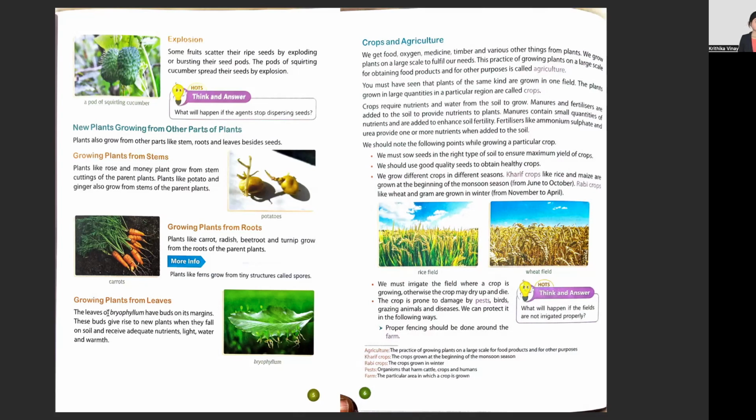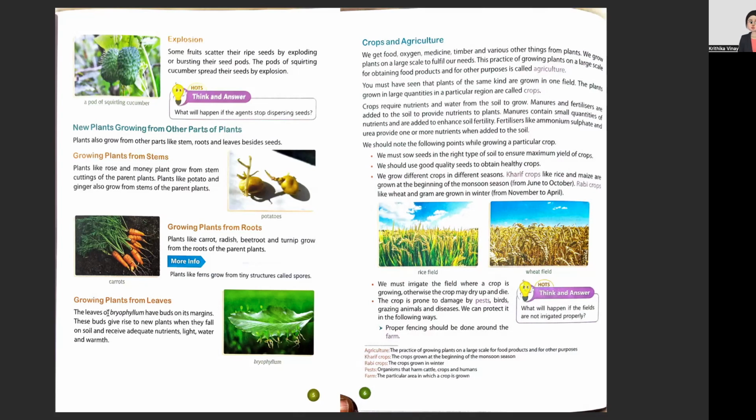Leaves of bryophyllum have buds on their margins. These buds give rise to new plants when they fall on the soil and receive adequate nutrients, light, water and warmth. It will grow. They didn't mention it here, but yeah, of course, that's common.